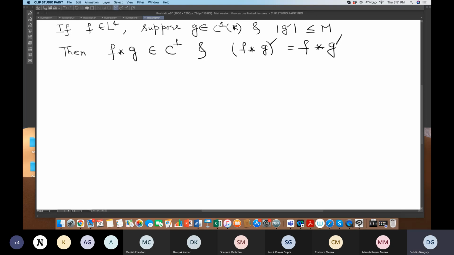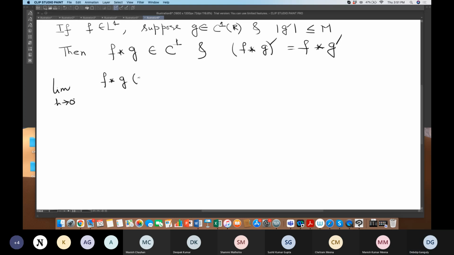What you have to show? F convolution g is a C1 function. First of all, you have to show its derivative exists. Yes or no? Please tell me yes or no. Yes, sir. Please, at least you should tell. This is a very, very important concept.